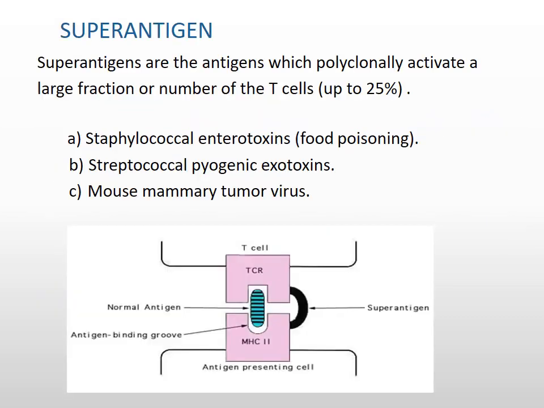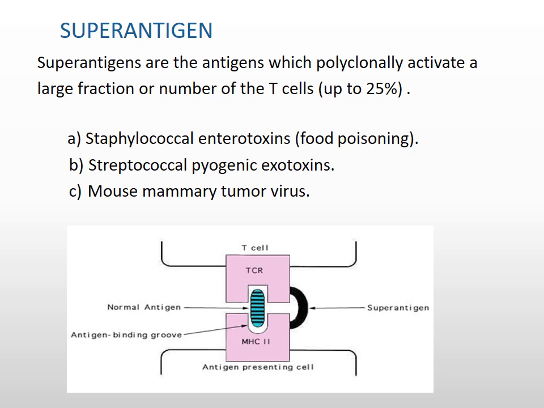Now, some special categories of antigen. One of these is the superantigen. Why is it called super? Because it is extraordinary, above normal, beyond normal. Normally one antigen can stimulate only a maximum of 1%, even 1 in 1000 T cells. But in the case of some antigens, almost 25% of the T cells get activated.